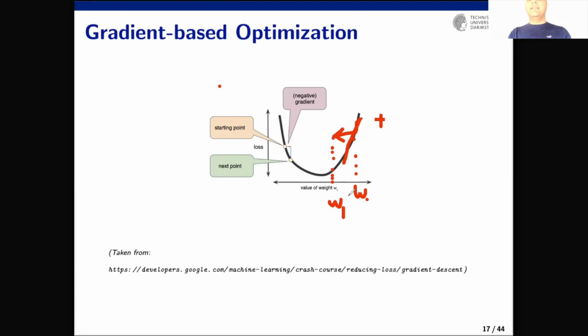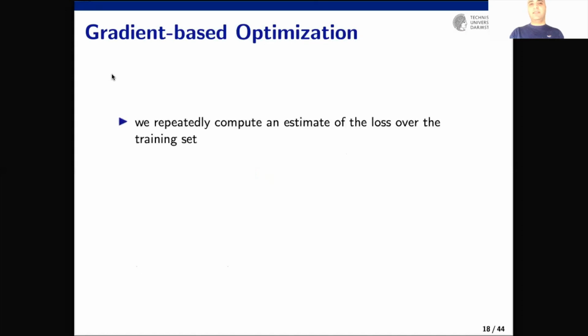So is that clear? If the gradient is positive, we want to decrease the value. So we want to say W1 is W0 minus some value. We want to decrease that if the gradient is positive. But if the gradient is negative, we want to increase the value of our parameter. So this is the main concept behind gradient-based optimization.